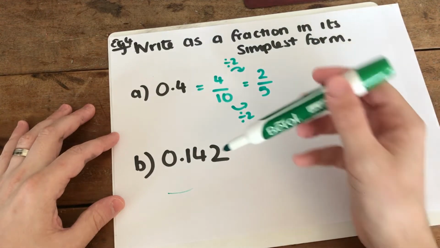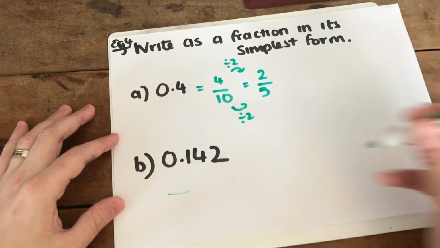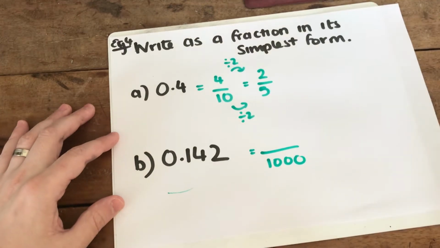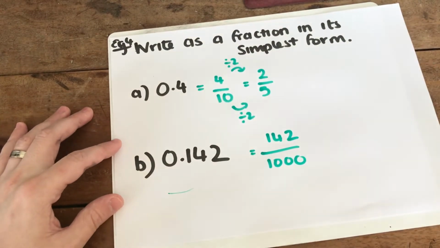For this question here, there are 3 digits. So if you imagine that's tenths, that's hundredths, this would be thousandths. So we're going to write this as a fraction of thousandths. So you get 142 over 1000.